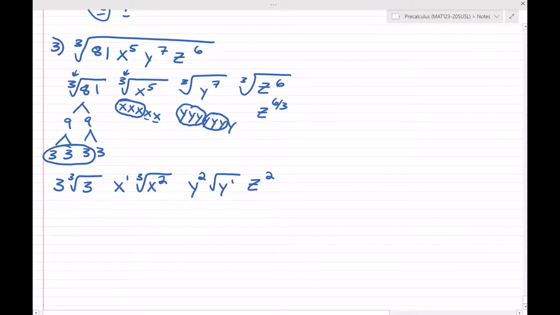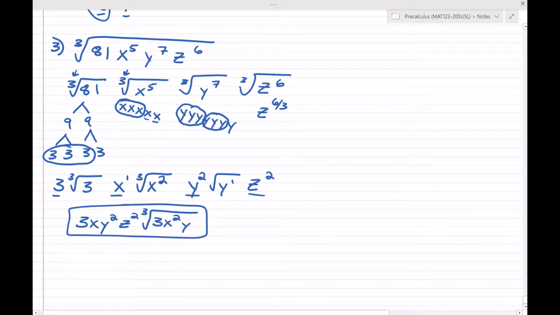So let's combine all of these answers here. Let's write what's on the outside: 3x y squared z squared times the cubed root of 3x squared y. That would be the final answer.